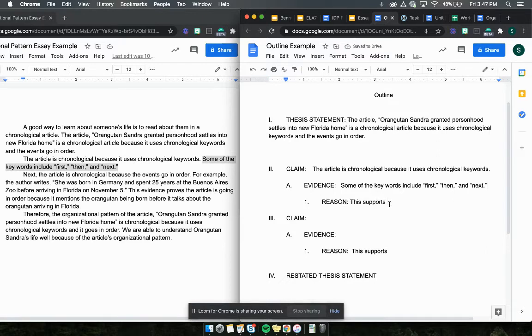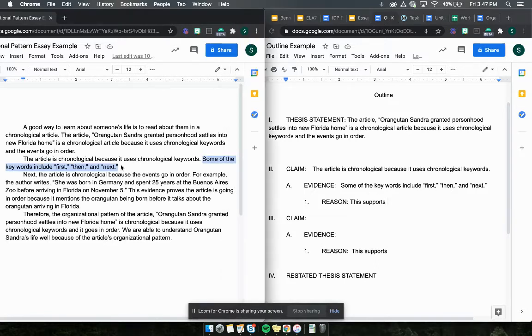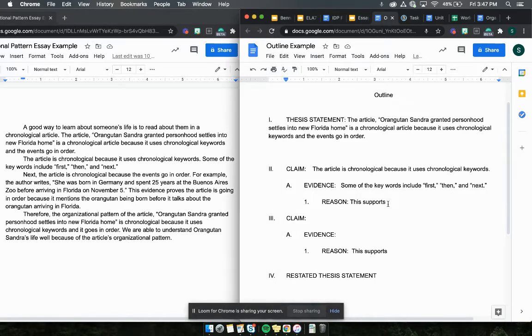And next, I need to look for my reason. This is where I explain how my evidence is connected to the claim. So I'm going to go back to that same body paragraph, and I see I didn't write anything else. I don't have a reason in this paragraph, so for right now, I'm just going to leave this reason blank because I don't have that in my essay. If there's something that you see you don't have in your essay, leave that spot on the outline blank for right now. So I'm going to move on to my next claim.